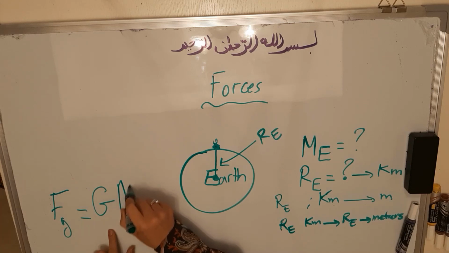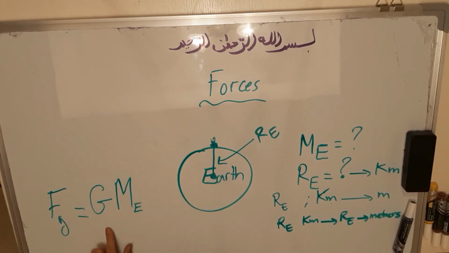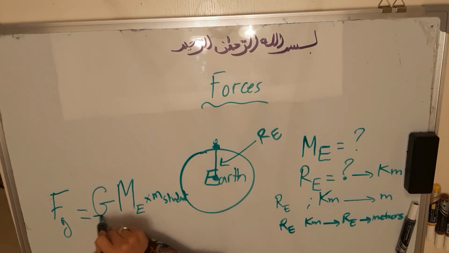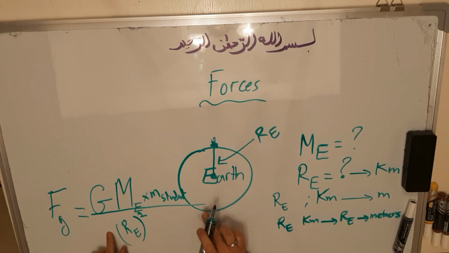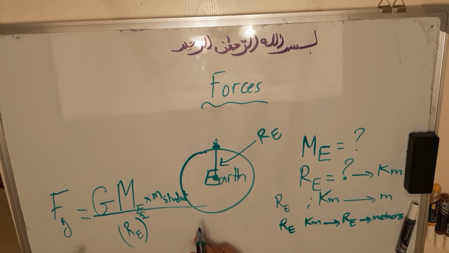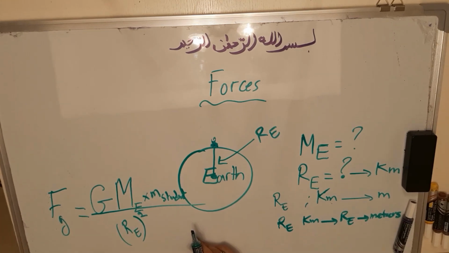So the first mass is going to be the mighty mass of Earth times the mass of the student, divided by the radius of the Earth in meters, not in kilometers, squared. And you are going to find the force that Earth exerts on you. And that is also the force that you exert on Earth. But because you're so tiny compared to the Earth, you're not going to see the Earth move towards you.